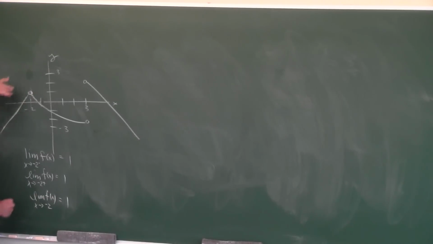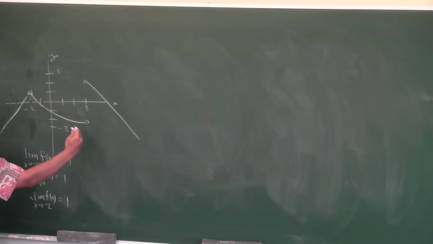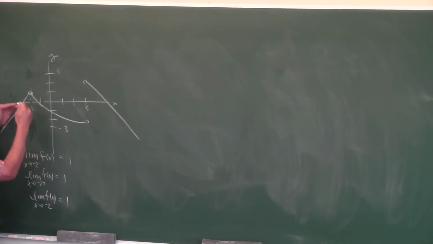I can put this point anywhere. I can put it here, the limit is still 1. I can put it there, the limit is still 1. Or I cannot have any point at all, the limit is still 1 no matter what. In order for a limit to exist, it has to approach the same point from the left and the right. The left-hand limit and the right-hand limit have to be equal.